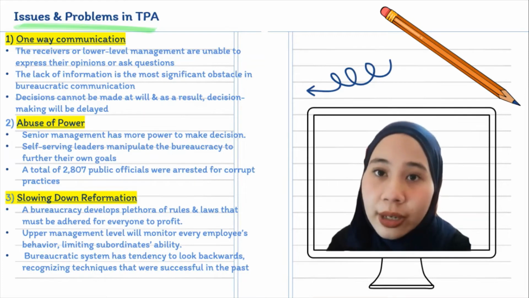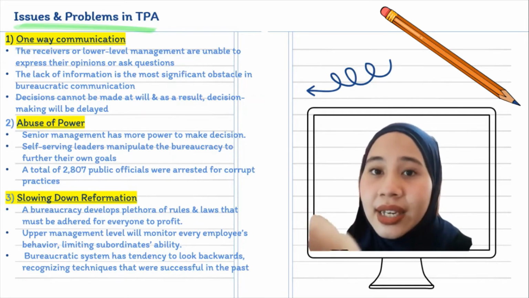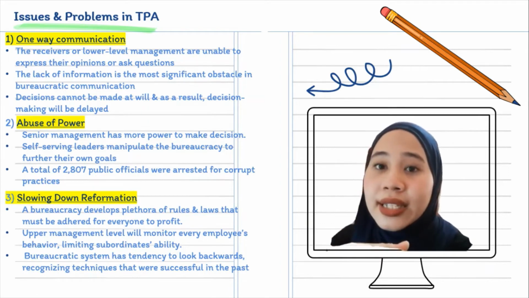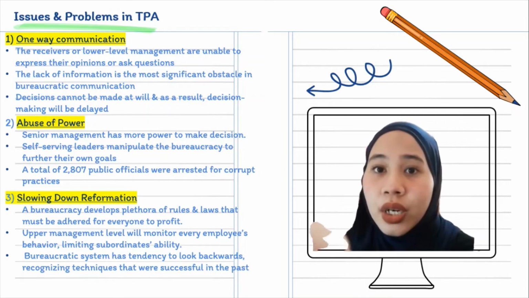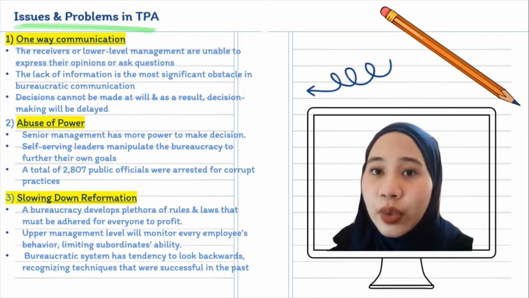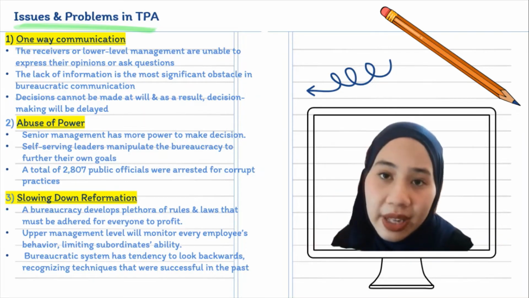Because most senior managers were still using their old ideas, organizations remained stagnant and no reforms were implemented. Bureaucratic systems have a tendency to look backwards, recognizing techniques that were successful in the past. A worker who prefers forward-looking notions and tries to uncover ways to improve procedures will be at odds with this backward perspective.